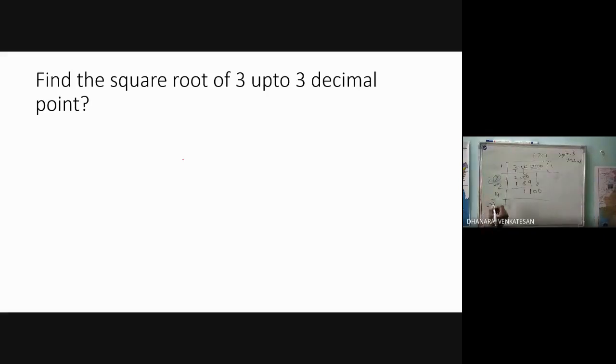Now again you have to choose the digit such that multiplying, you will get a value less than or equal to this. It is 3. 3 nines are 27, and the remainder is 71.